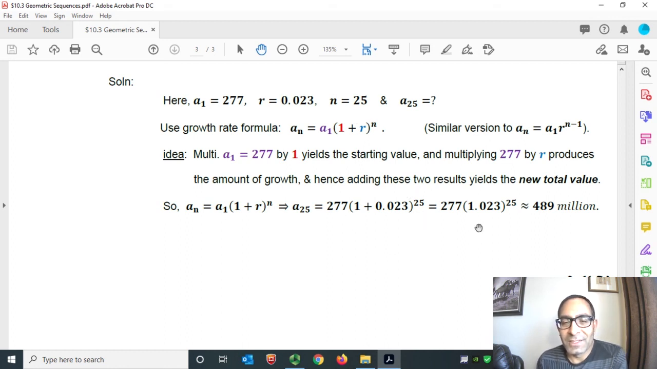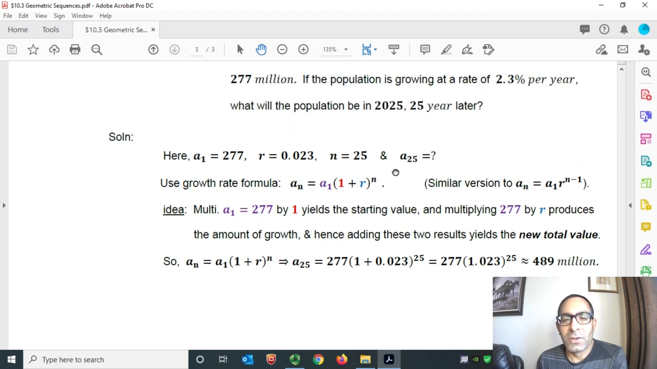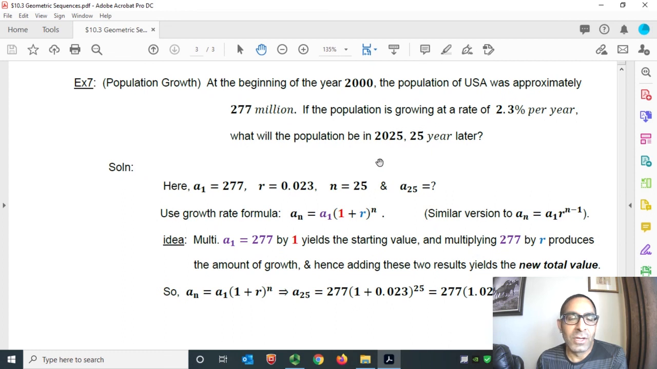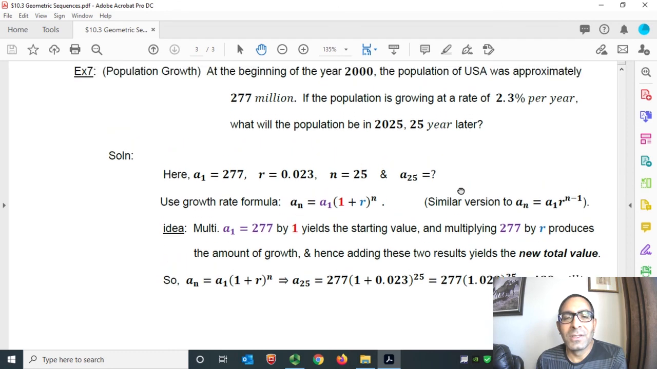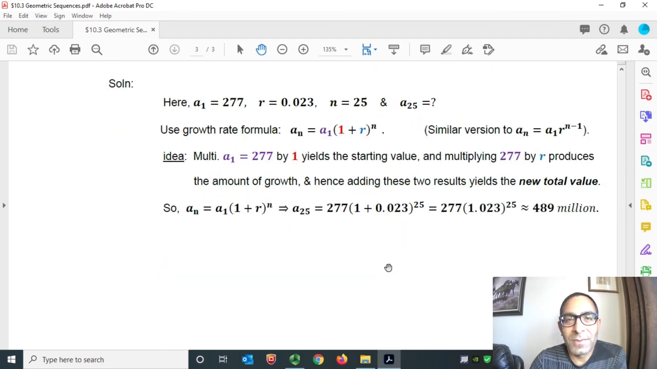So now next step, 277 as it is, we add these two numbers and raise to the power 25, and using a calculator it turns out that A25 equals approximately 489 million. So in 2025 the population of USA is approximately 489 million at this rate. I hope this computation makes sense to you all. We finish this section. Thank you.